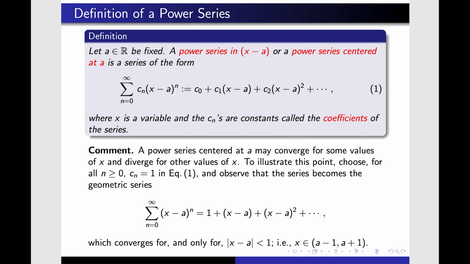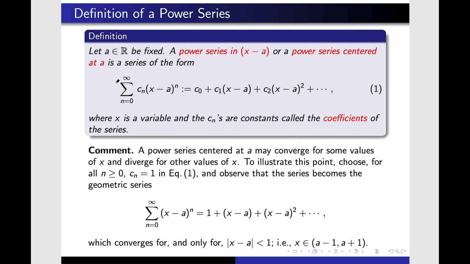Power series. What's a power series? Given a real number a that's fixed, a power series in the quantity x minus a, or a power series centered at a, is a series of the form, so it's an infinite sum of terms that look like c_n, where c_n is a constant, times x minus a, that quantity which is part of the name of such a series, to the power n.